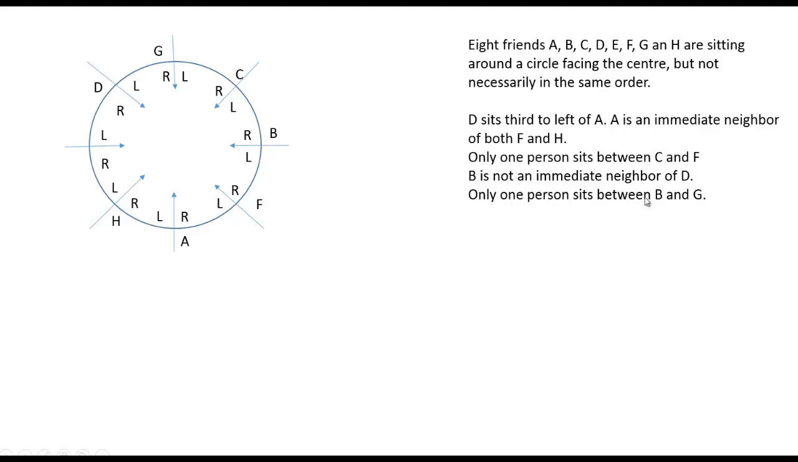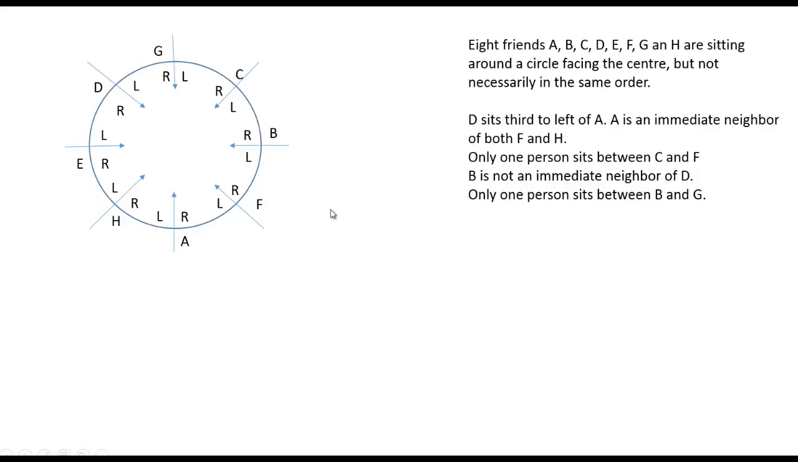Only one person sits between B and G. Next condition is that only one person sits between B and G. Between B and G only one person is sitting, that is C, and therefore G's position should be this one. And now one place is left, that is of E. So the remaining position will be here, and that is of E. Now you have specified all the positions of 8 persons, A, F, B, C, G, D, E and H.